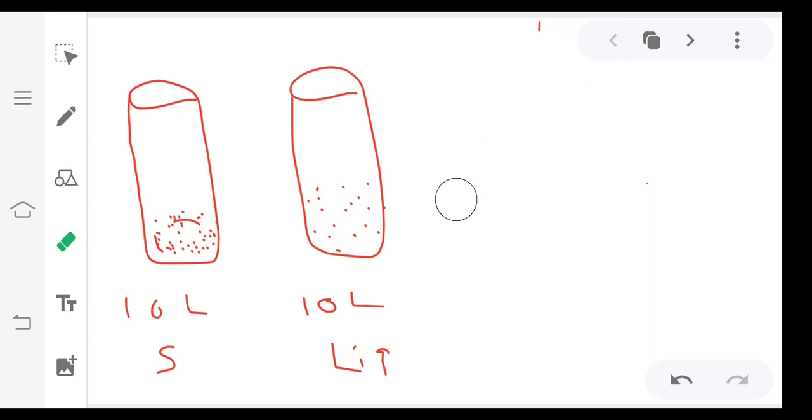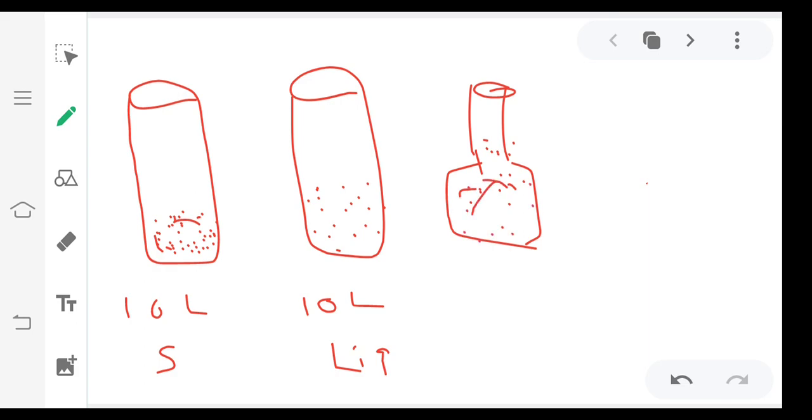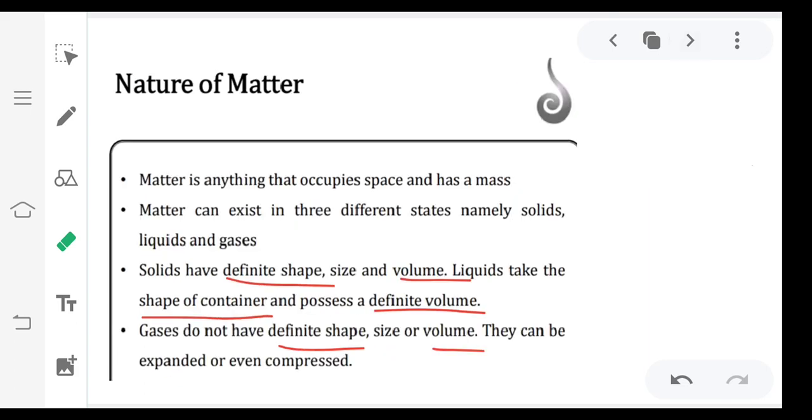In the case of liquids, we are saying there is no definite shape. If you take the liquid in different containers, suppose I take the same liquid in this type of container, the liquid shape becomes like this. So that's why the liquid shape means the container shape. Okay, this is about properties of solids, liquids and gases. The same thing is given here.